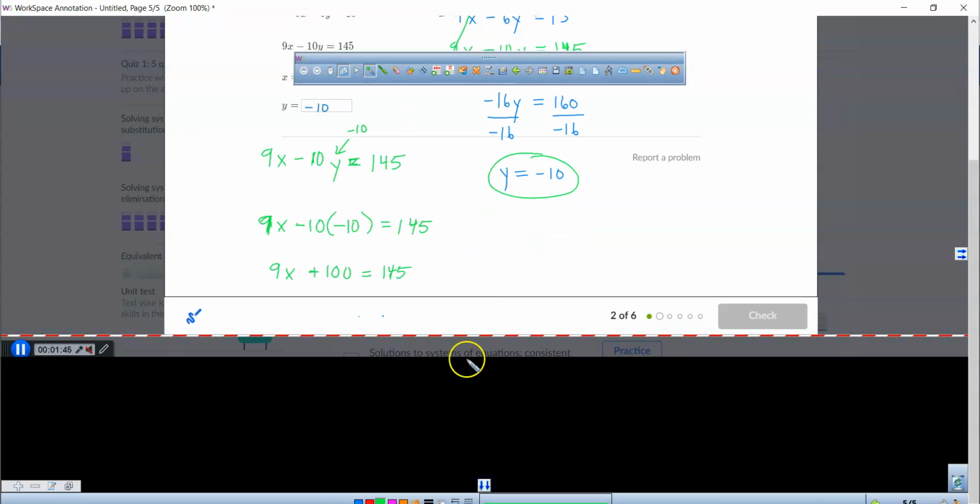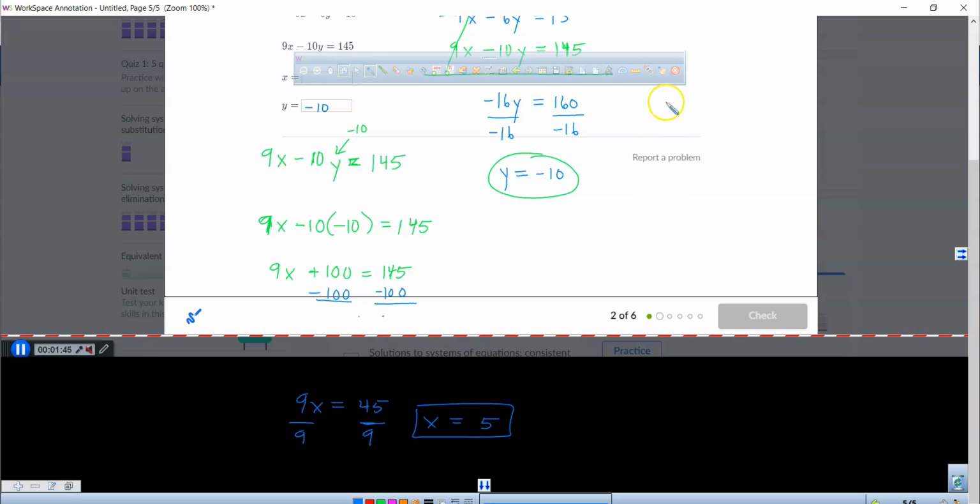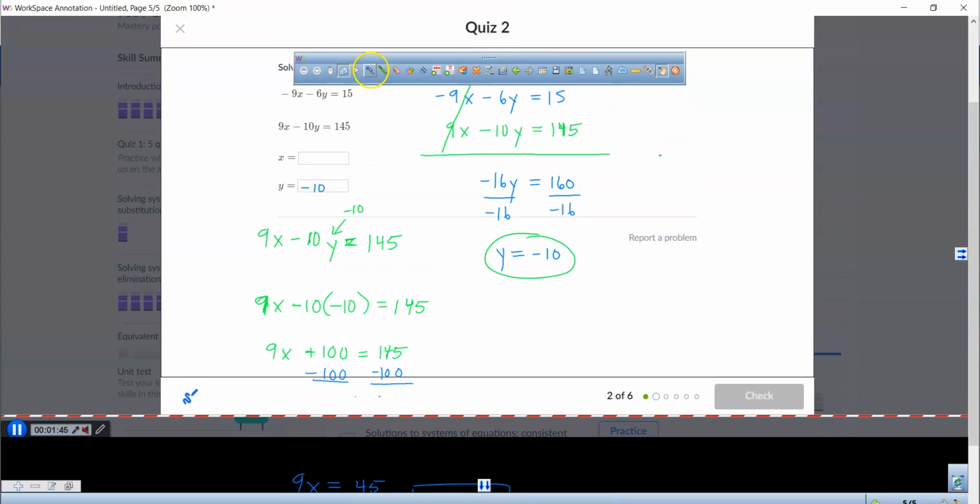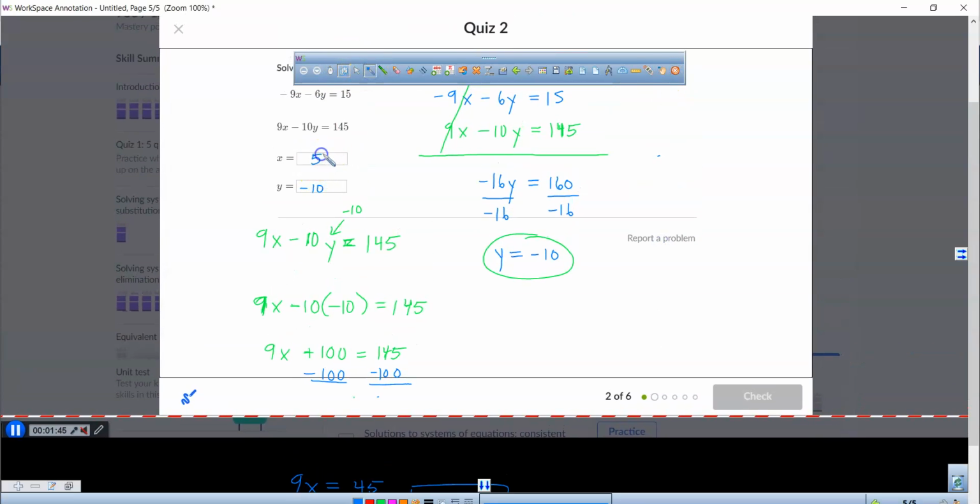So what are we going to do to both sides? Not yet. Yeah, very good. We got to subtract 100 from this side and subtract 100 from the other side. And what do you get? You get 9x equals 45. And then divide both sides by 9. And what does x equal? x equals 5. So right here, I'm going to put x equals 5.